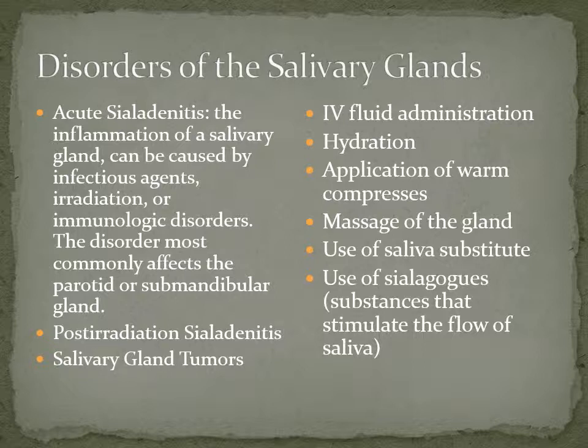Treatment for tumors includes surgical excision followed by radiation. There is a parotidectomy and a submandibular gland removal that patients are at risk for weakness and loss of function of the facial nerve, because the facial nerve is often damaged during the surgery.